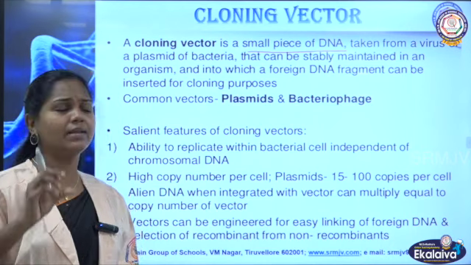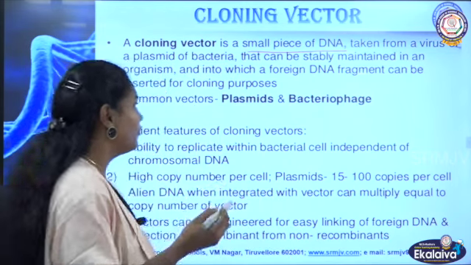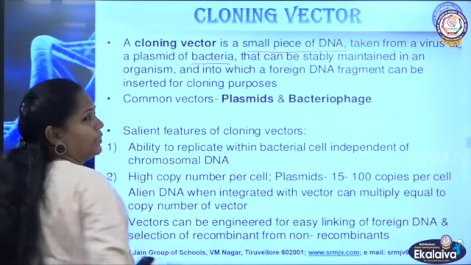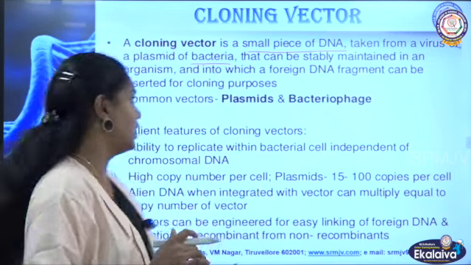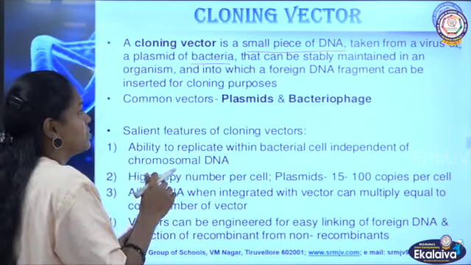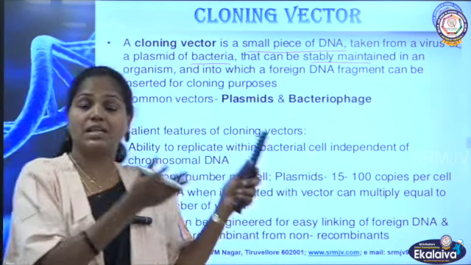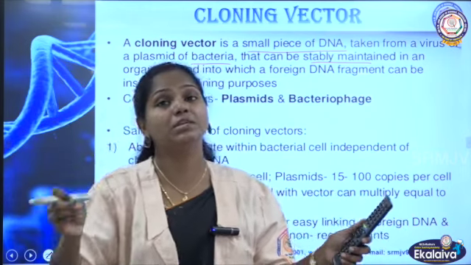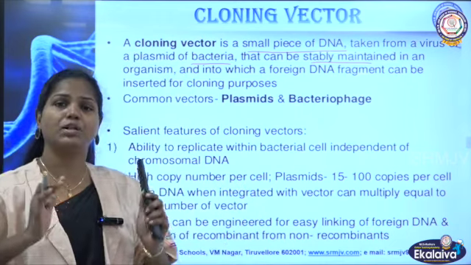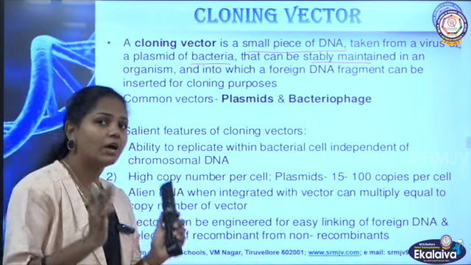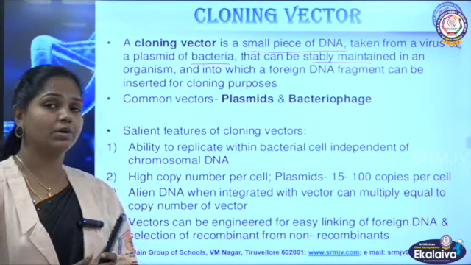A cloning vector is a small piece of DNA. Commonly it is present in a few viruses and bacteria, and in bacteria it is present in the form of a plasmid. These DNA fragments can be stably maintained in another organism. It is isolated from one organism, and when inserted into some other organism, it is comfortable maintaining all its structural and functional forms, without any disturbance it can do its function. That is the special thing about our cloning vectors.